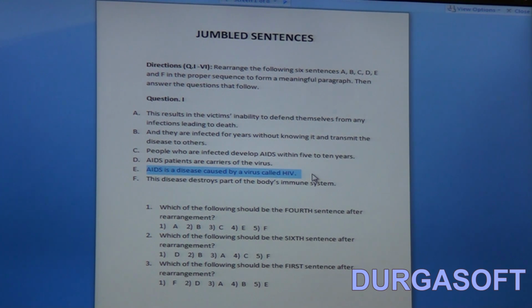Now we have to follow the order. So now we got the thread. Now we know where to start from. So accordingly now we should find out which is the second sentence. So I began giving the introduction about AIDS. I finished the introduction. So now I should describe the disease, right? So now which can be the second sentence? Which one? A.